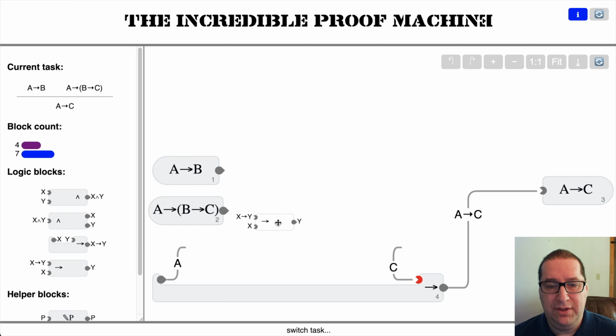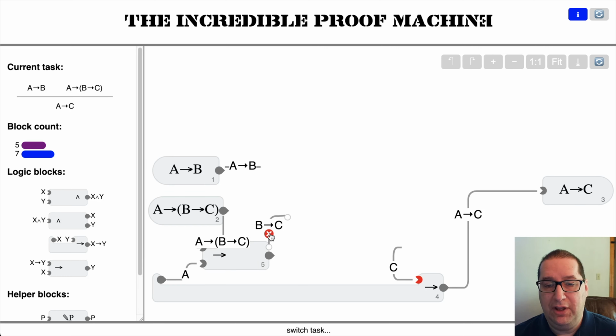This one maybe isn't that hard. We're going to steal this A implies B. No, we're not using that yet. We want this. That gives us B implies C. So we could use, this is getting a little crowded, I apologize for that. We're going to reuse our assumption of A and this.